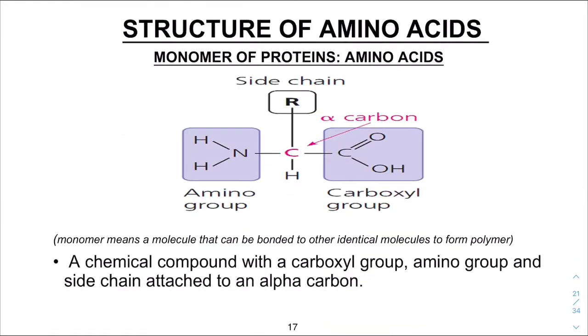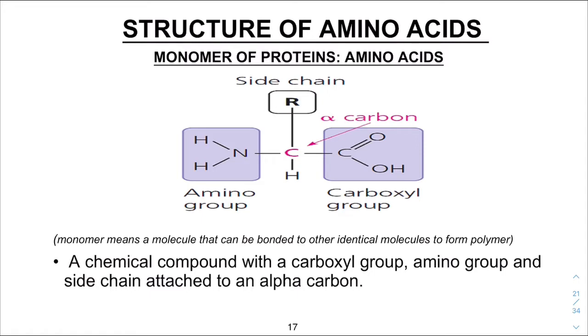So amino acid is the monomer of protein. So maksud monomer ialah molecule that can be bonded to other identical molecules to form polymer. So ingat balik yang kita belajar sebelum ni, monomer maksud dia the basic unit. Okay, so amino acid ialah basic unit of protein. So many amino acid join together by condensation akan menghasilkan protein ataupun peptide. Okay, so itu adalah amino acid.